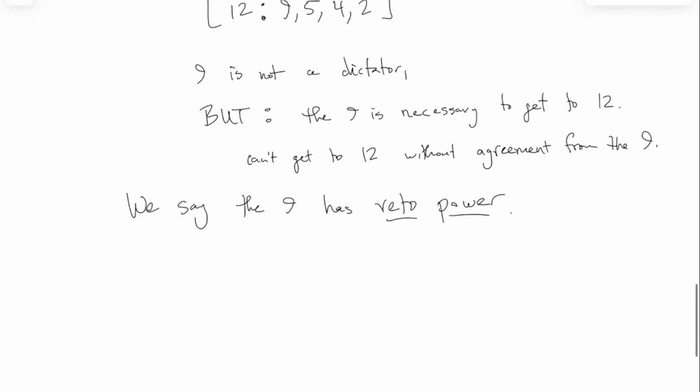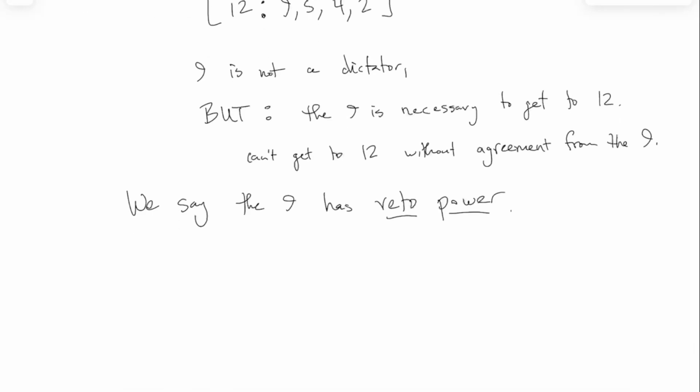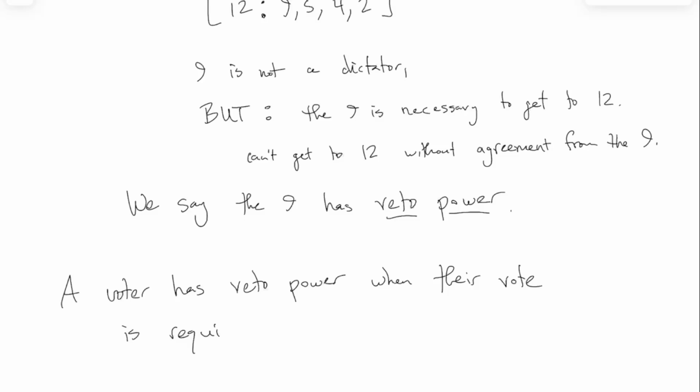All right? So maybe just to say a little bit more formally here. A voter has veto power when their vote is required to meet the quota. You can't get to the quota unless they are participating, when their vote is required to meet the quota.